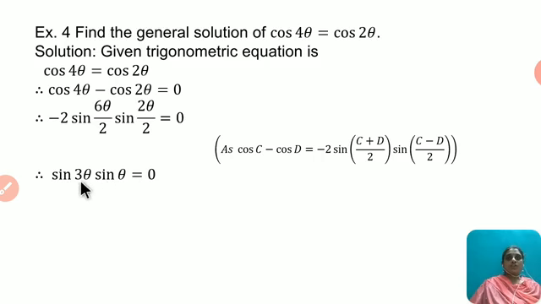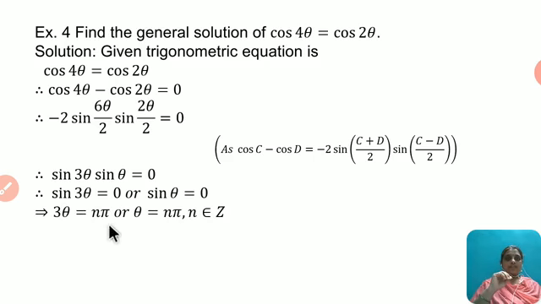Now since here product of both the terms is 0, means one of the term is 0 here, and therefore sin 3 theta is equal to 0 or sin theta is equal to 0. Now we know if sin theta is equal to 0, then the general solution of that trigonometric equation is theta is equal to n pi, where n belongs to Z. So using that, here we get value of 3 theta as n pi, or theta again as n pi, where n belongs to Z. So this implies theta is equal to n pi by 3 or theta is equal to n pi, n belongs to Z.